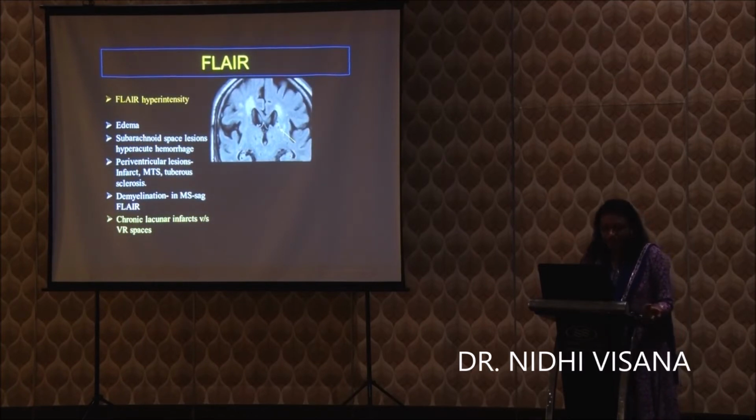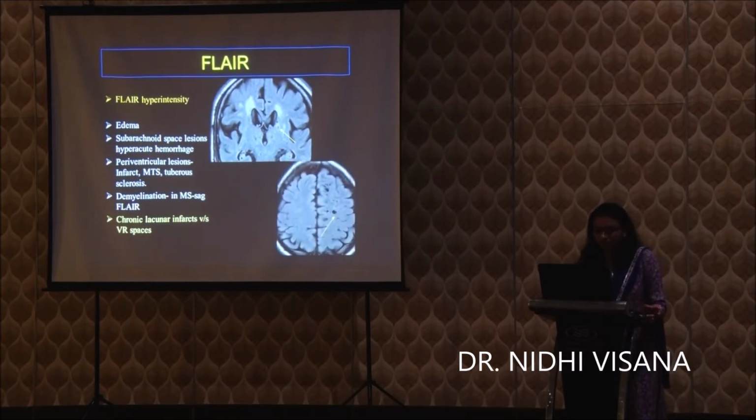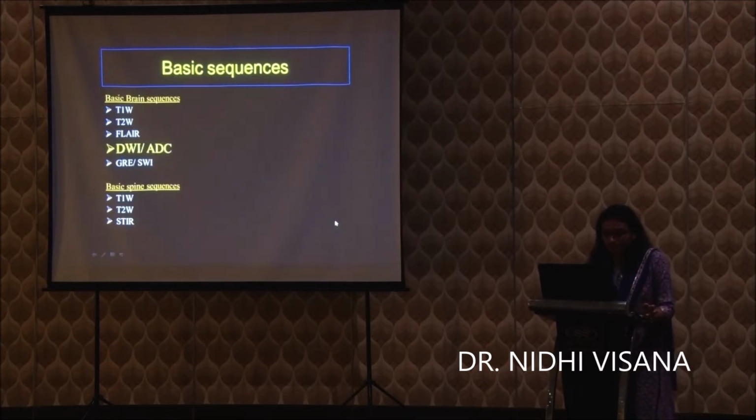So FLAIR is also helpful in distinguishing between chronic lacunar infarcts and VR spaces. There is a thin rim of hyperintensity on FLAIR along the chronic lacunar infarcts, and there is no hyperintensity seen around prominent VR spaces.